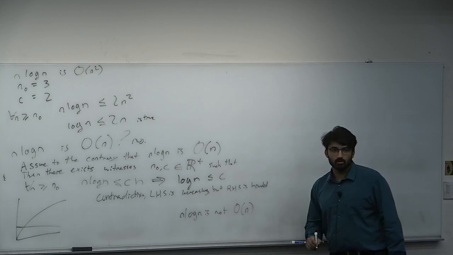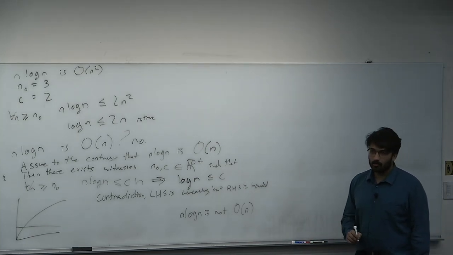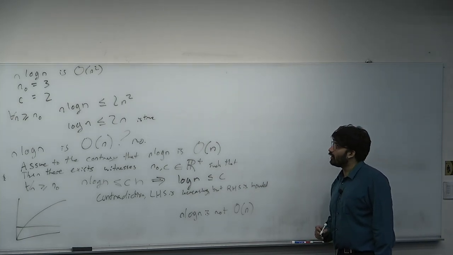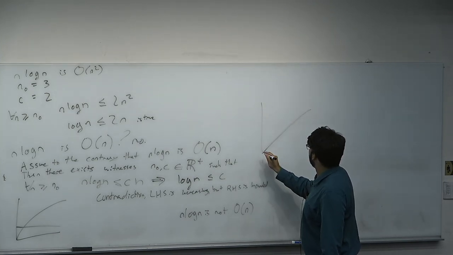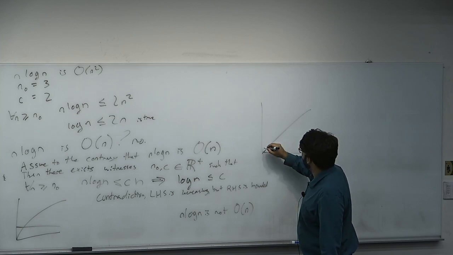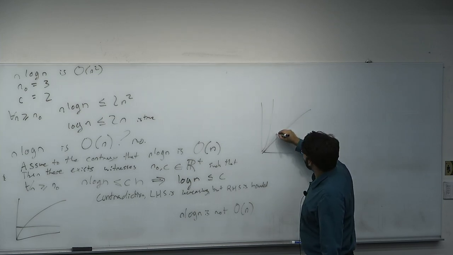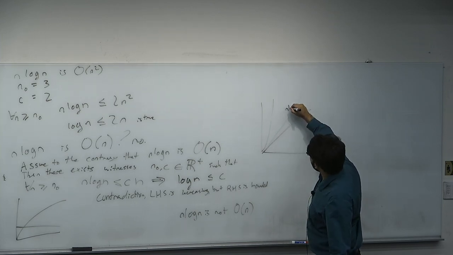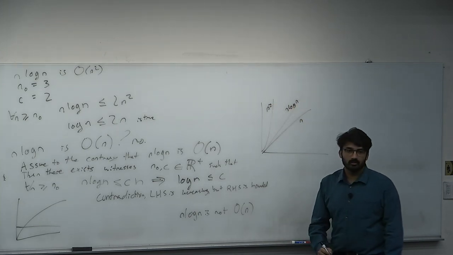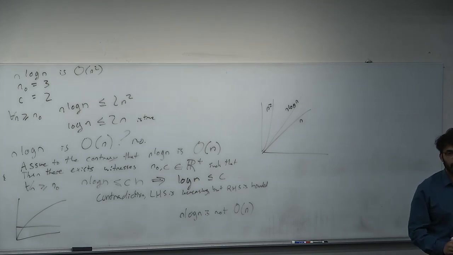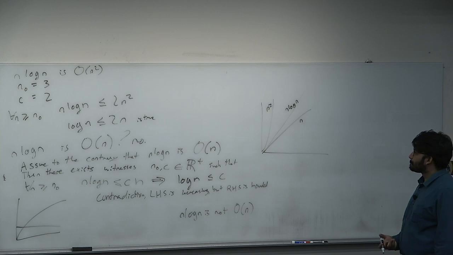So n log n grows above O of n, but also grows below n squared. So if we were to draw a picture, we have O of n, right? We have n squared, and then maybe we have something like that. That's n log n, that's n, and that's n squared, right? It's its own thing.